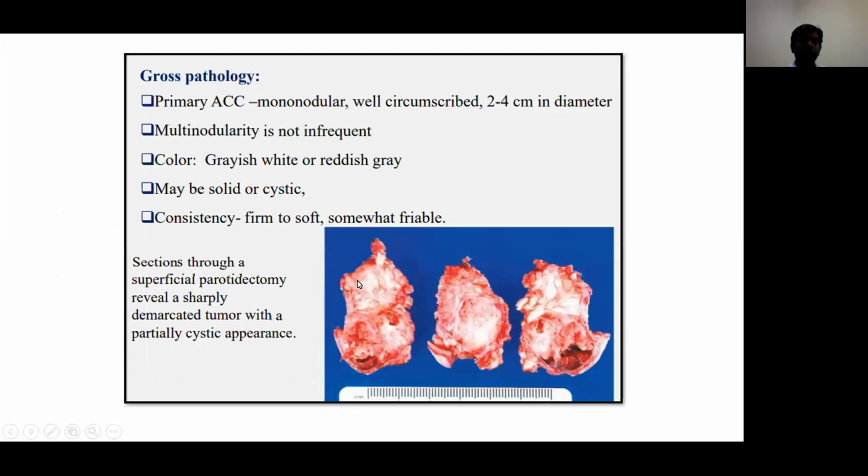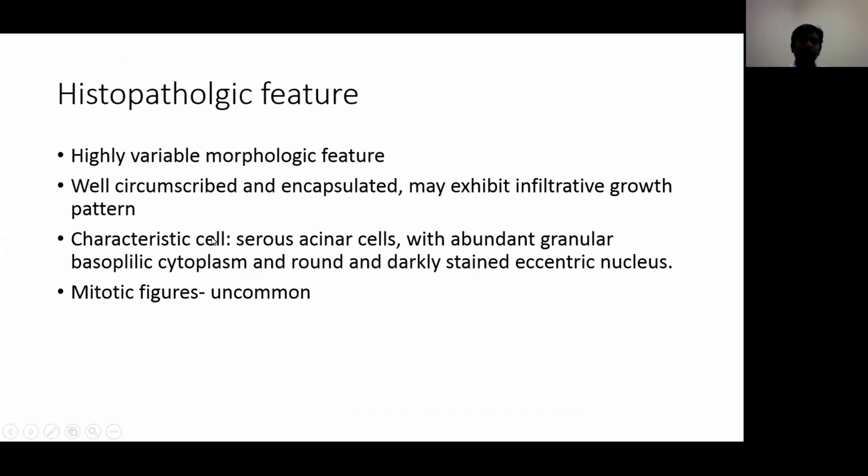Okay, here you can see the gray white tumor with some cystic areas where you have the hemorrhage. Sometimes these solid areas as well as the cystic areas are seen, and sometimes they look very friable. Okay, this is the gross appearance of acinic cell carcinoma.